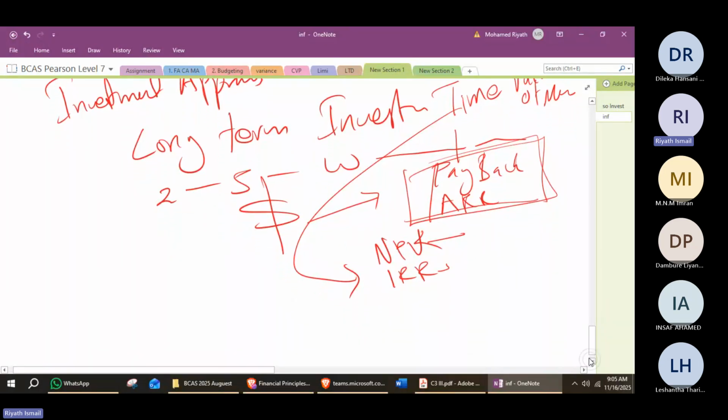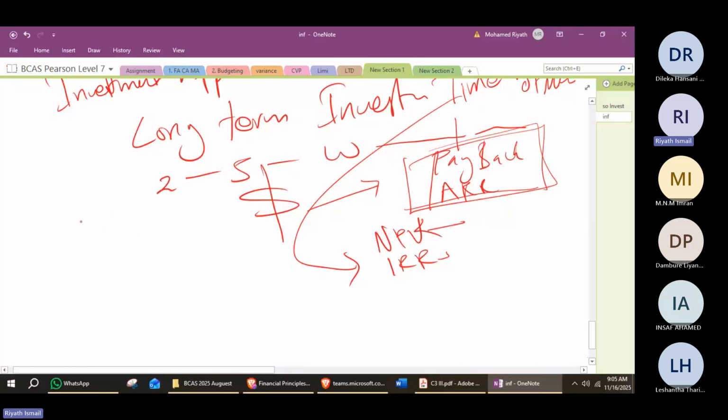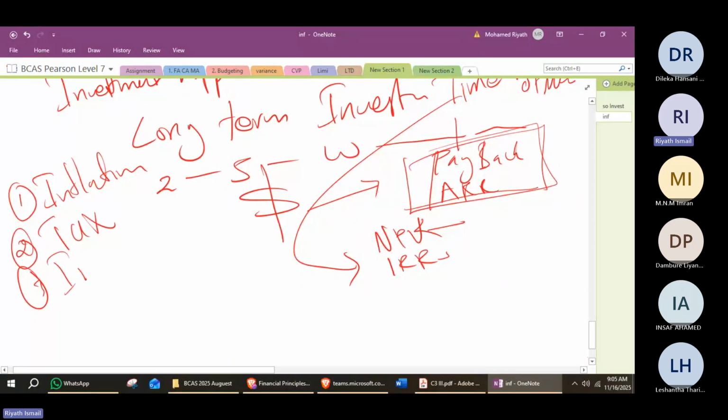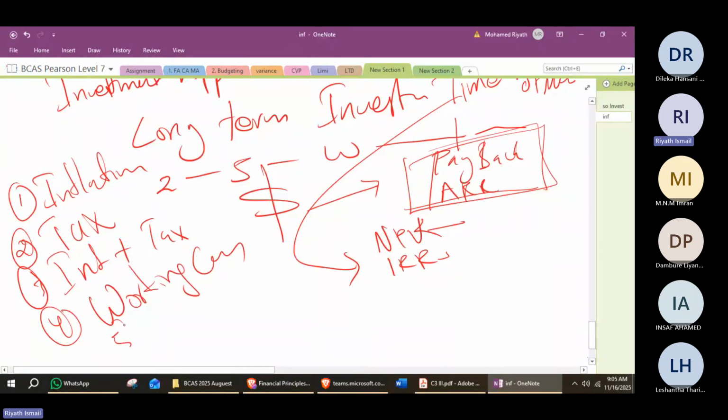In the IRR and in the NPV calculation, there are a lot of things we talked about. One is what happens if there is any inflation, and how do we deal with this kind of inflation? Number 2, income tax. 3, inflation plus tax. And 4, we talked about working capital. And already we talked about terminal benefit. So this kind of thing we did.